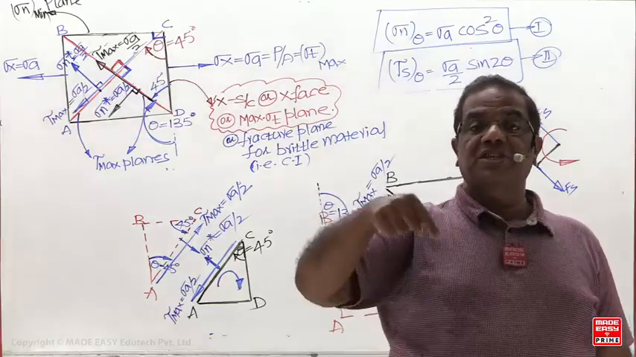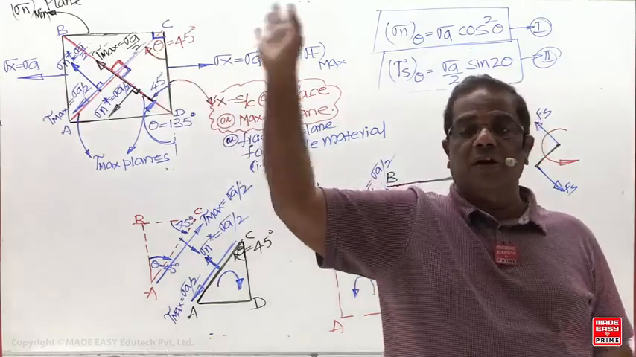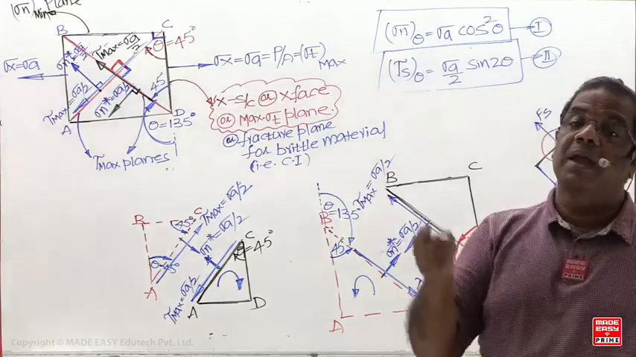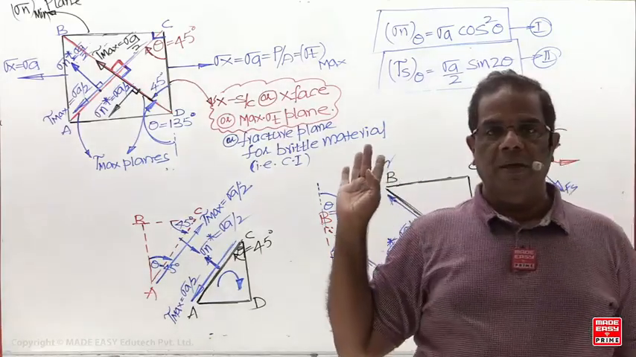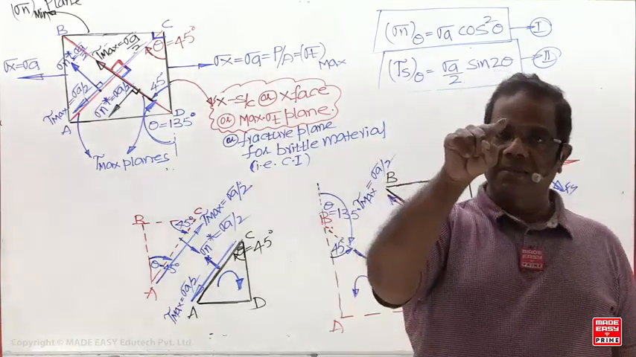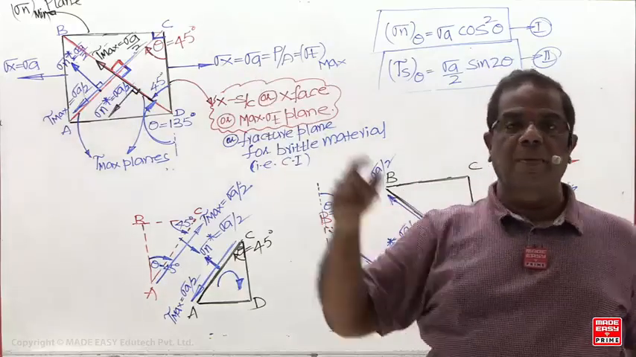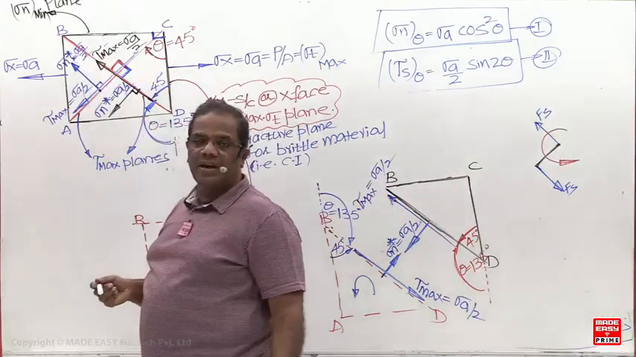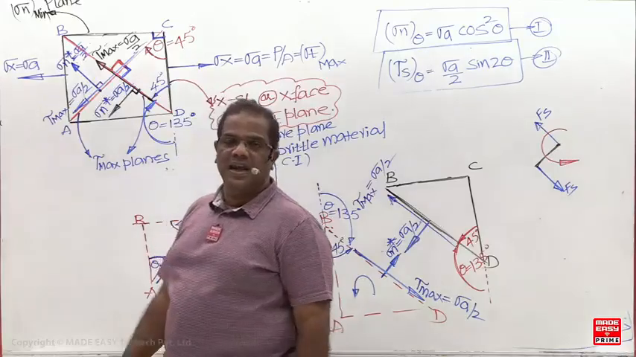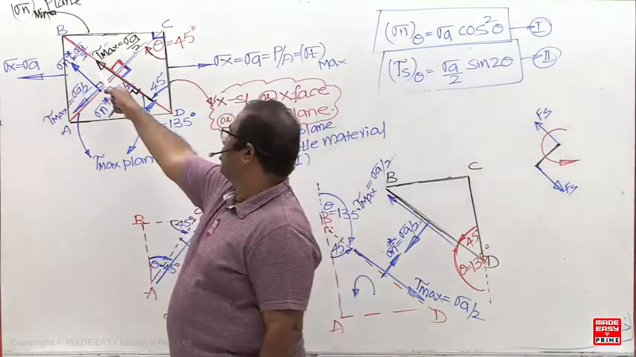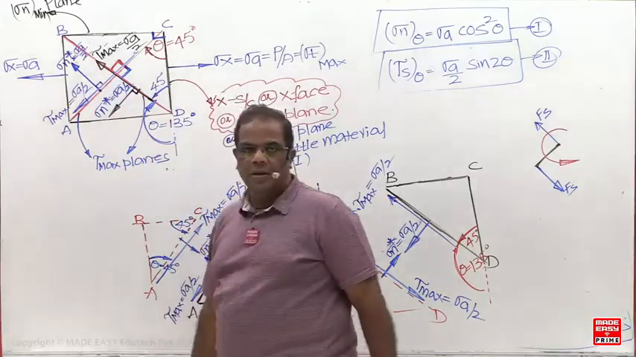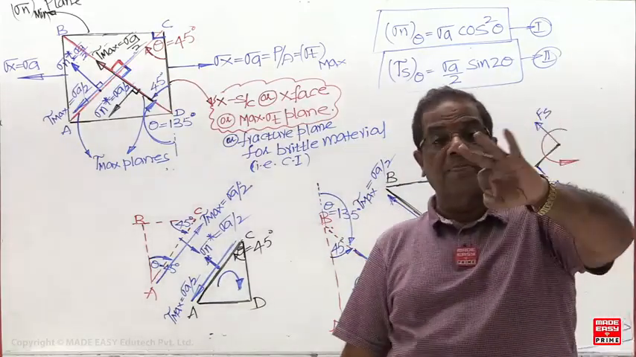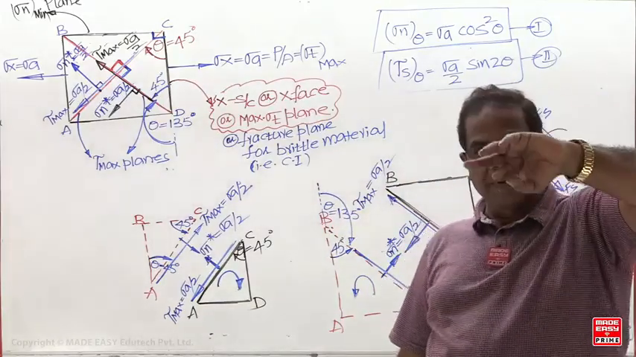What's the reverse? When shear stress is maximum, normal stress is 0 is not correct. When shear stress becomes maximum, normal stress may be 0 or may not be 0. That's why on these two planes they are non-zero. How much are you getting? Half of the maximum normal stress. So on the maximum shear stress plane, normal stress may be 0 or may not be 0.